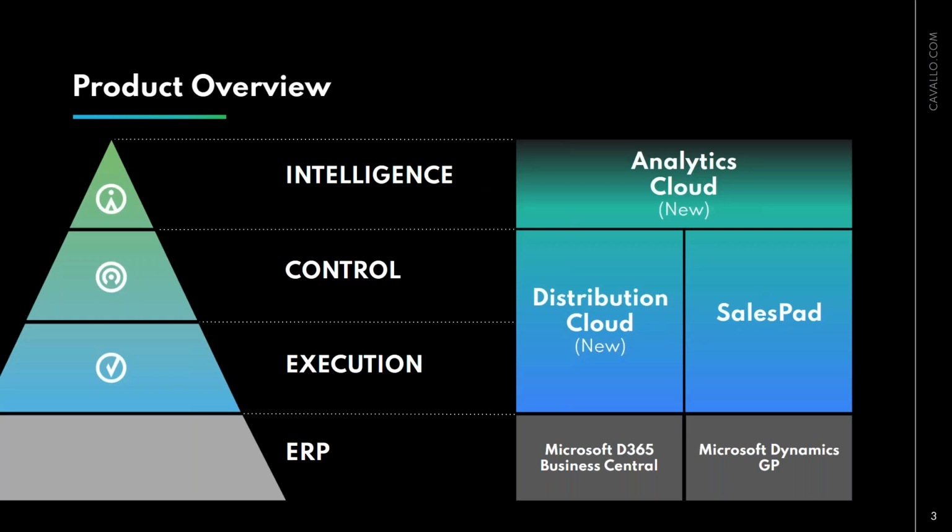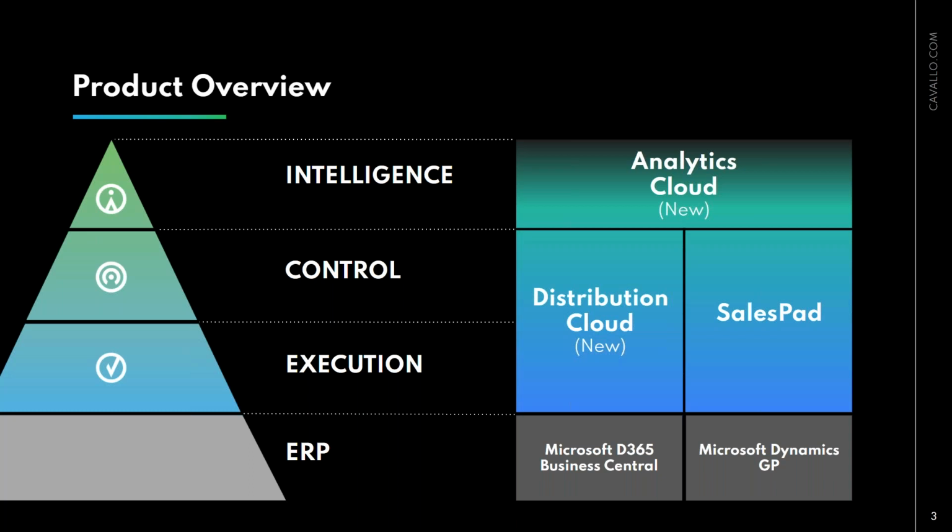So quickly, a quick product overview. This is kind of a review of our last webinar. If you wanted to know more about SalesPad and Cavallo, Chad has that recording available for you on the implementation specialist website. But real quickly, this is kind of a snapshot of Cavallo. We currently have 2 products, one of which integrates with Microsoft Dynamics GP, and it's called SalesPad. And then we've recently launched a product for Microsoft's Dynamics 365 Business Central product called our Distribution Cloud. It's been in market since January, and it's been taking off nicely.